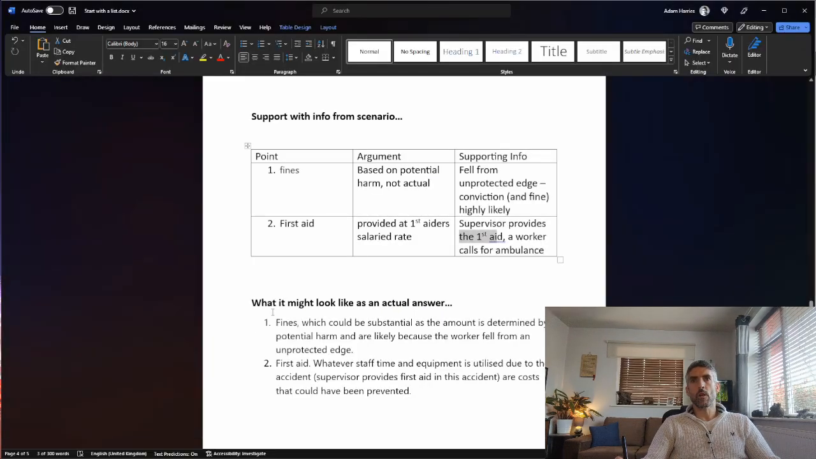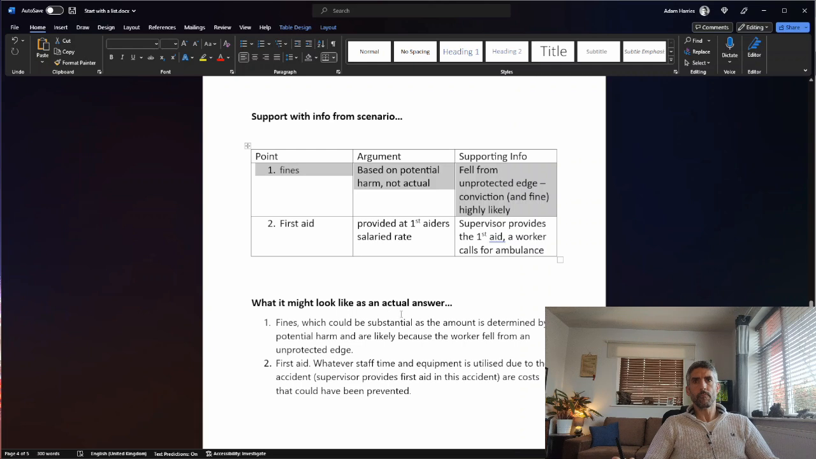So you're kind of constructing your answer with a table. This is how I advise you do it. But then to type it up into your box that you're going to be provided with on exam day, how do you turn that into an actual answer? Well, here's how. Fines, which could be substantial as the amount is determined by potential harm, and are likely because the worker fell from an unprotected edge. How did I come up with that? You just look at what you put and then put it into sentence form.